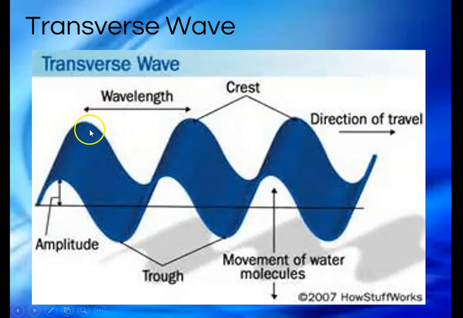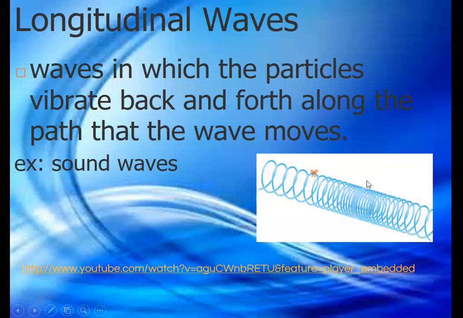The wavelength we measure from crest to crest or from trough to trough. Wavelength is always measured from one point on the wave to the same point on the wave. The crest is the top of the wave. So here's a crest, and here's a crest. The amplitude is the measure from the crest to the rest, so where the crest starts to almost where the wave begins to come to a point of rest. The trough is the bottom or the lowest part of the wave. These are just the parts of a transverse wave.